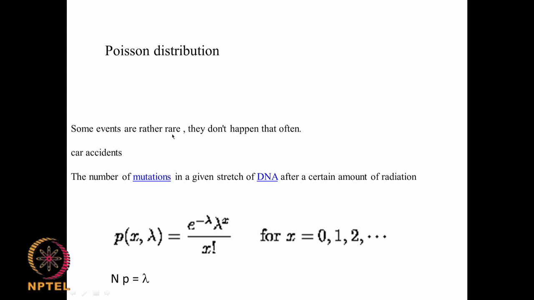Some events are rather rare, they do not happen often, like car accidents or infant deaths. For example, the number of mutations in a given stretch of DNA after it is exposed to radiation. In such situations we use Poisson distribution. The equation is e to the power minus lambda, lambda to the power x, divided by x factorial. Lambda is n into p, where n is the total data set and p is the probability of occurrence. x could be 0 if you are looking at 0 events, 1 if you are looking at 1 event, 2, 3 and so on.